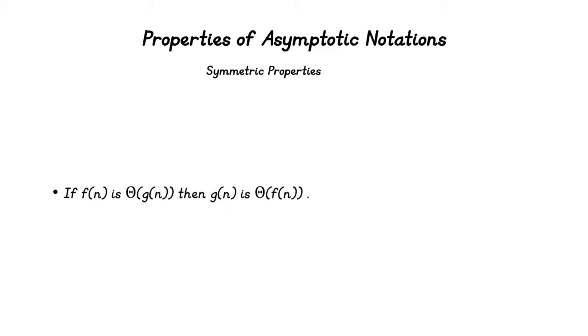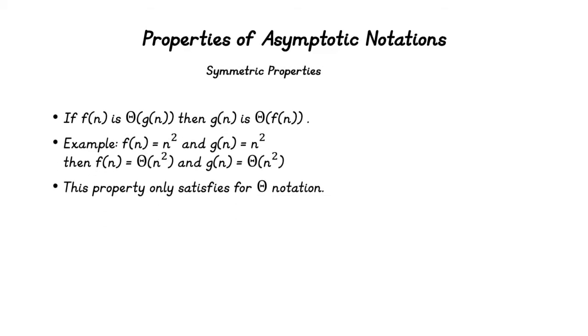Moving on to our next property, symmetric property. Here, if f of n is theta of g of n, then g of n is theta of f of n.